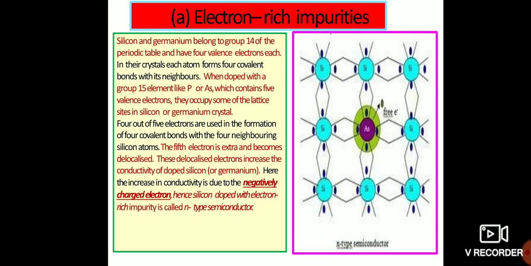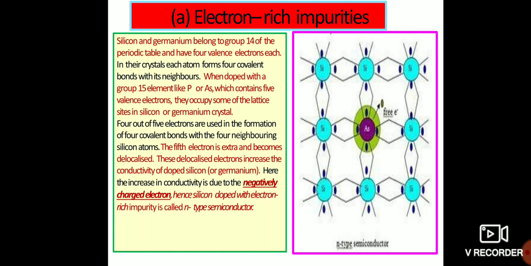First example, electron-rich impurities. As silicon has 4 valence electrons, it can form 4 covalent bonds. When we dope silicon with group 15 elements like phosphorus or arsenic, which have 5 valence electrons, the silicon atom is replaced by the phosphorus atom. The remaining 5th electron that is present is responsible for the electrical conductivity of the semiconductor.